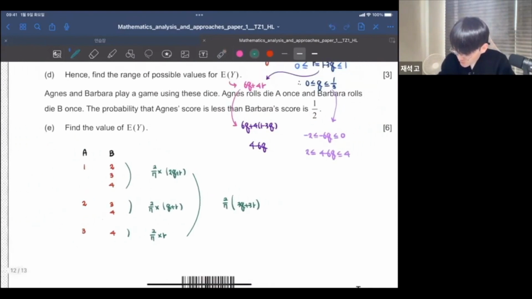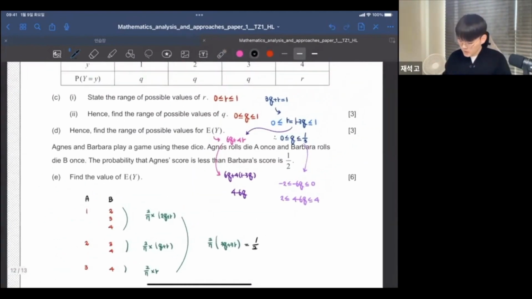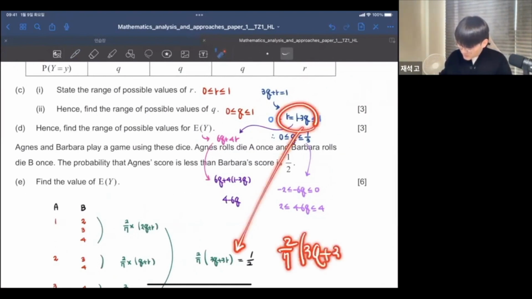What are the odds now? I heard it's 2 for 1. I think I got this. Right? I think we're done. Why? We had a relation earlier. You can rewrite R in terms of Q. If you insert this here, it is 2/7 multiplied by 3Q plus 3 minus 3Q. Now that this equals 1/2, we can find Q here.